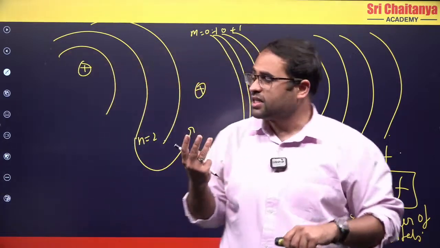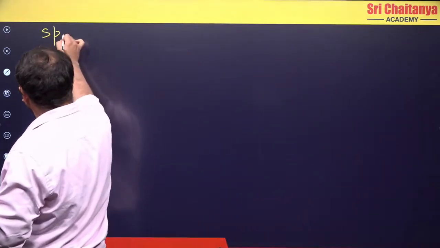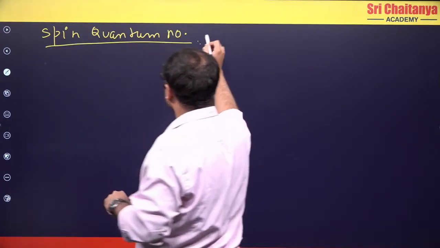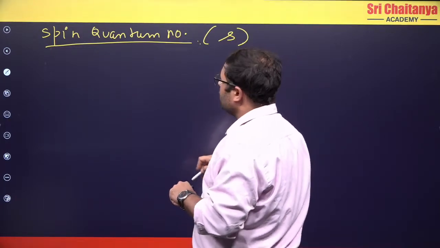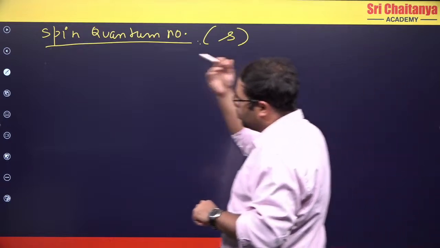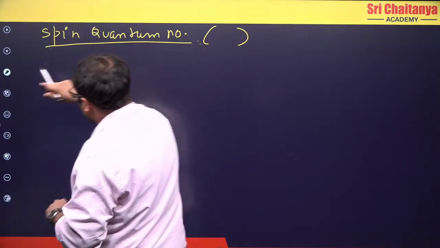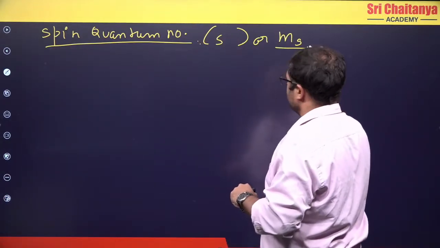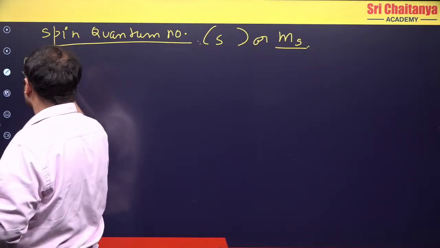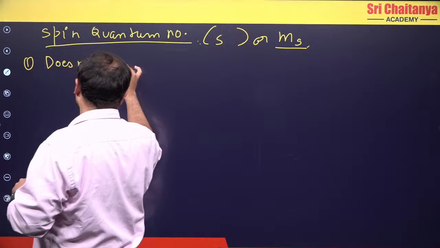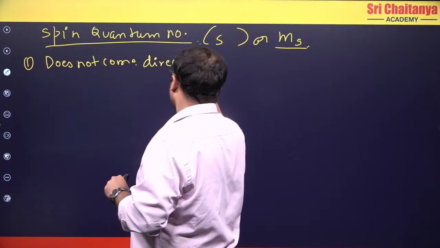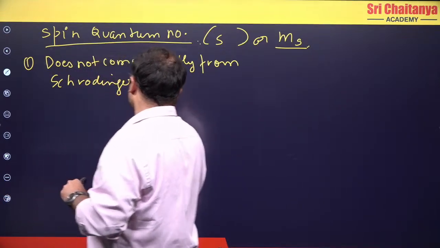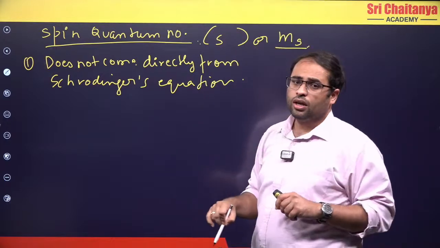N we have discussed, L we have discussed, M we have discussed. Now coming to the last quantum number, which is the spin quantum number, represented by S. Now this is also represented by S. So to not have any confusion, somewhere it is written as small s, or they will also write it as ms. Now remember that this quantum number does not come directly from Schrodinger's equation, right? It comes from logic.